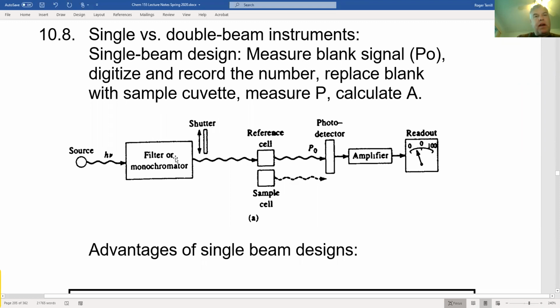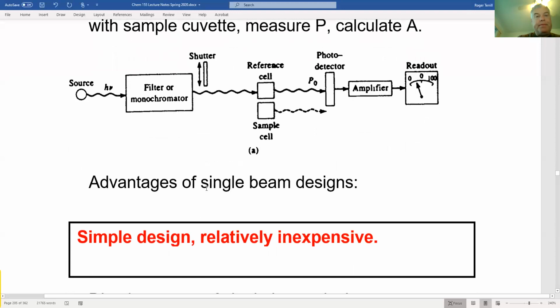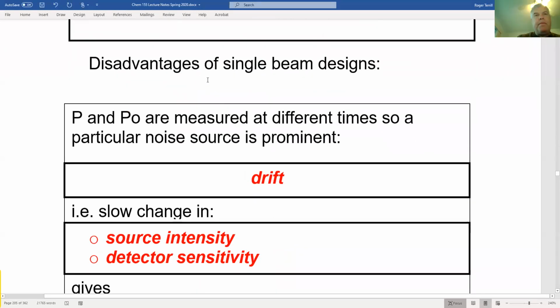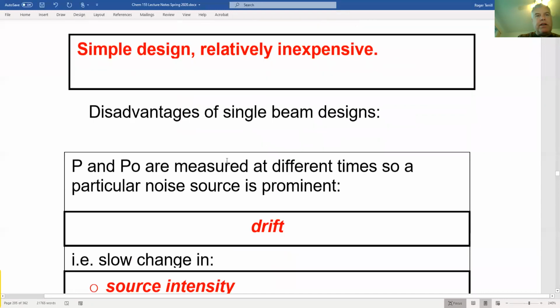But if you use an instrument like we're describing, you'll have a source, micrometer, you probably have a shutter, and then you'll have a reference cell and a sample cell, and a lot of times you can just put them in one at a time, and then you have a detector, an amplifier, readout, computer, and then they're simple, relatively inexpensive designs. These are the advantages of them.